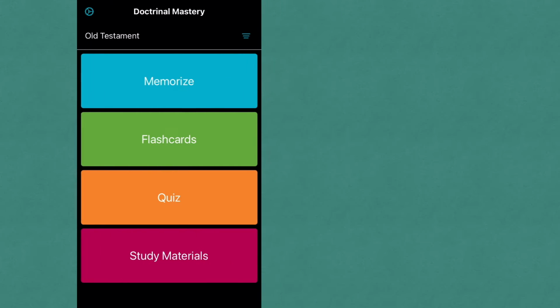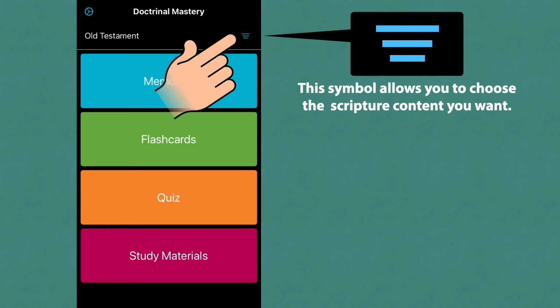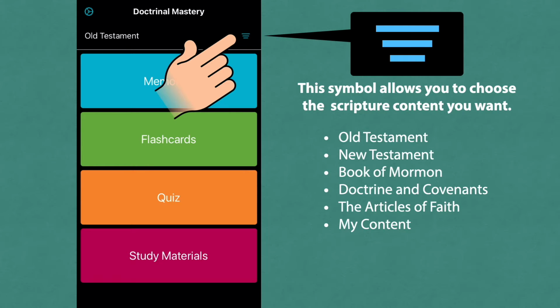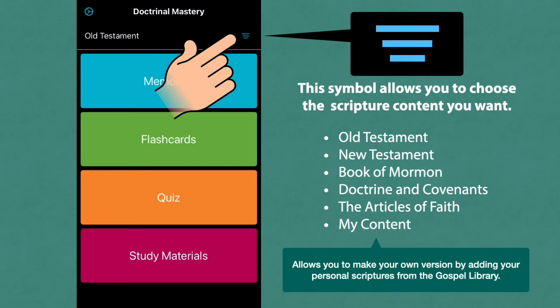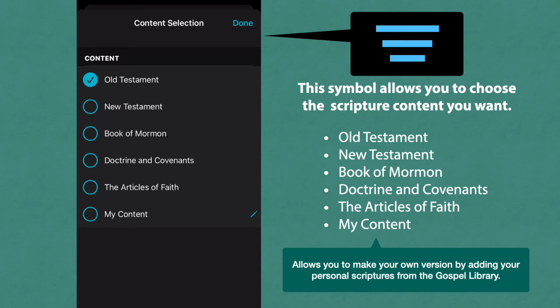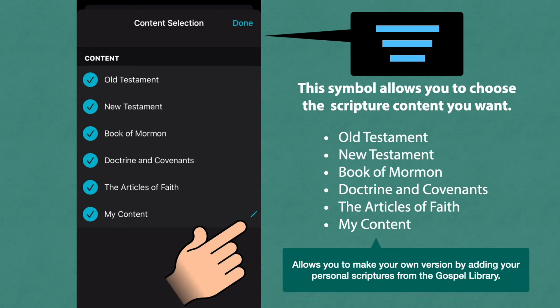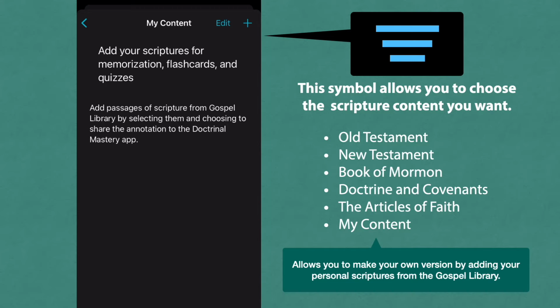This symbol here allows you to choose the scripture content you want. You can choose from any of the four curriculum years, or the Articles of Faith, or you can use your own favorite scripture references for the memory, flashcards, and quiz games. Tap the button, and here you can select any of the content. Tap on the pencil icon by My Content, and it will let you know exactly what you need to do to use that option. To go back, tap the back arrow.